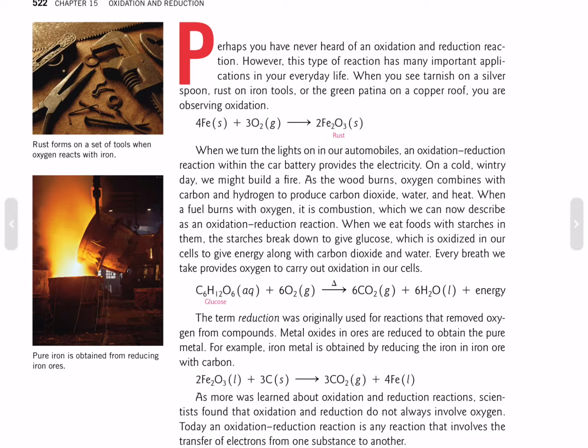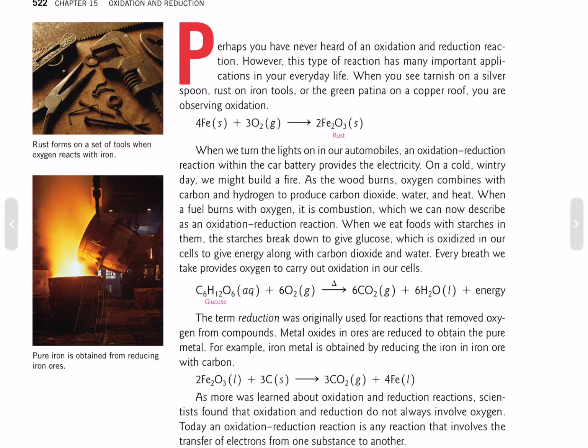When you see tarnish on a silver spoon, rust on iron tools, or green patina on a copper roof, you're observing oxidation. 4 Fe + 3 O2 yields 2 Fe2O3, rust. When we turn the lights on in our automobiles, an oxidation reaction within the car battery provides the electricity.